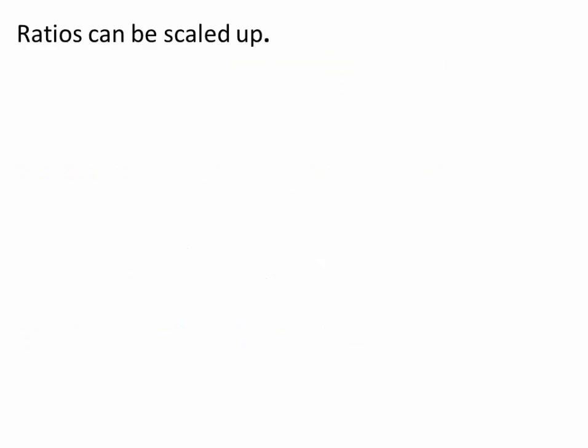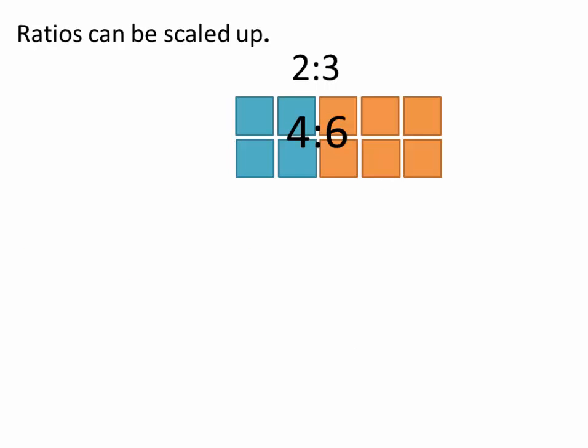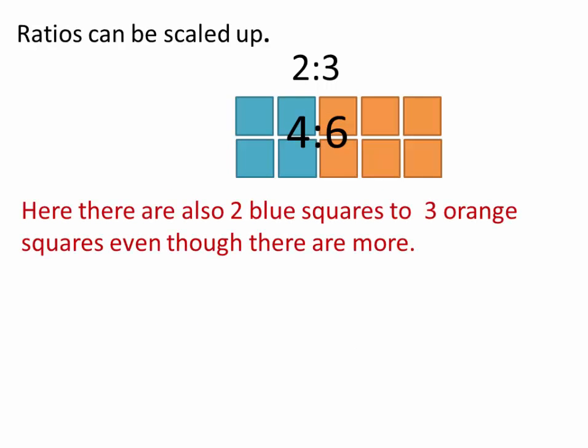Ratios can be scaled up, just like fractions. In this example, there are still 2 blue squares to every 3 orange squares. So even though there are more numbers, the ratio is still 2:3. 2:3 is equal to 4:6. So the 2:3 has been scaled up to 4:6.